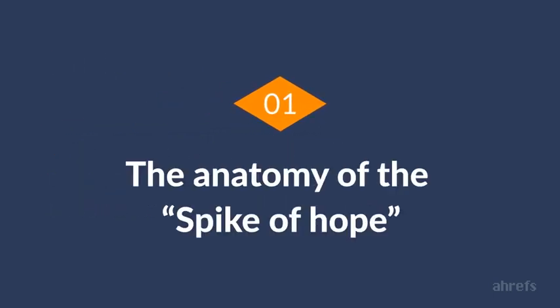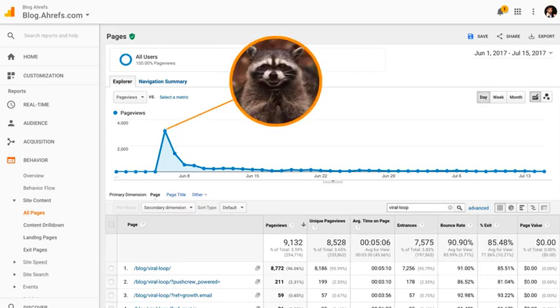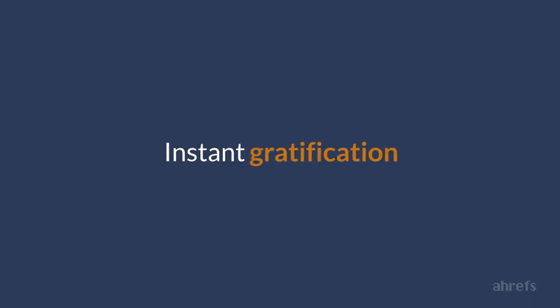Part 1. The anatomy of the spike of hope. According to my observations, most bloggers have an unhealthy obsession about the spike of hope. It is just too satisfying and rewarding to watch your traffic go up pretty much the same day as you publish your new post. Instant gratification. Our brains are too addicted to it.